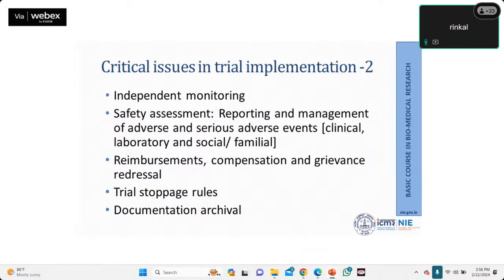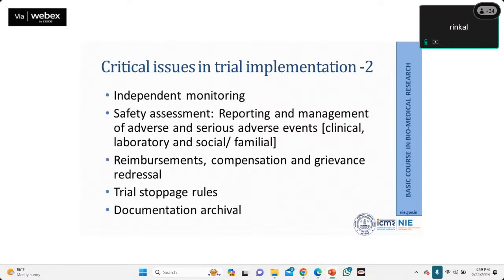Then the sponsor has the responsibility of appointing an independent agency for monitoring of the whole trial. Once the protocol is finalized, the whole process from the beginning till the end, whether the protocol is being adhered to or not, has to be monitored by the independent agency. That agency has to be appointed by the sponsor, and its job is to monitor the whole process. It should be a third party agency, neither the investigator side nor the sponsor side nor the participant side, which is supposed to monitor the whole process and raise the issue if there is any.